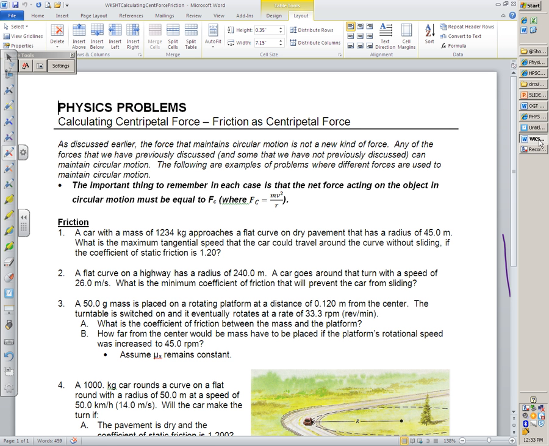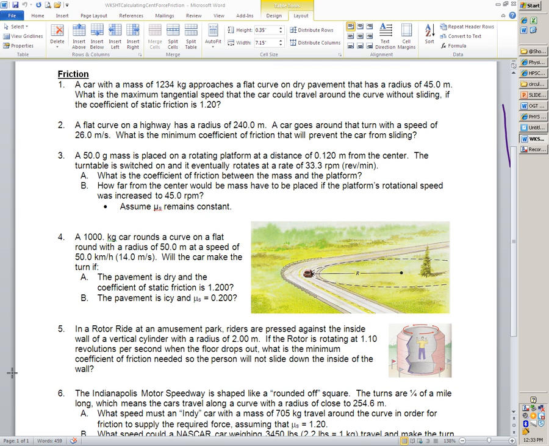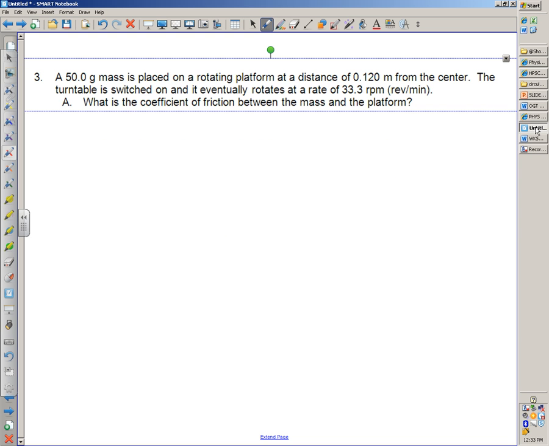So let's take a look at question number 3A. Question number 3A says, a 50-gram mass is placed on a rotating platform at a distance of 0.120 meters from the center. The turntable is switched on and it eventually rotates at a rate of 33.3 RPM, revolutions per minute. Part A says, what is the coefficient of friction between the mass and the platform?